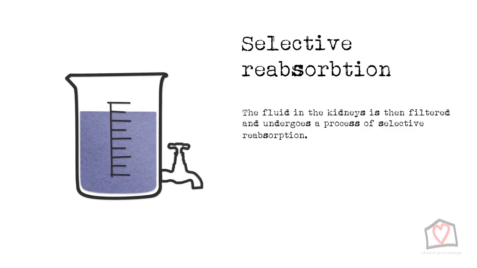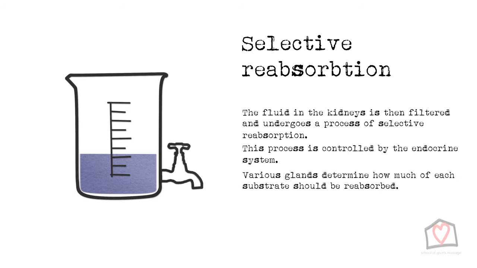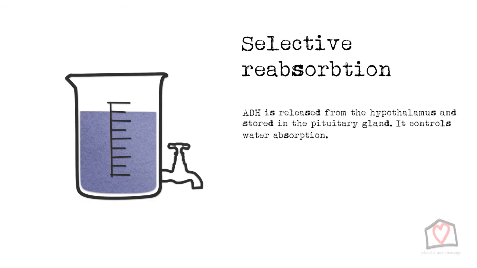The fluid in the kidneys is then filtered and undergoes a process of selective reabsorption, meaning that the useful products are taken back into the bloodstream. This process is controlled again by the endocrine system. Various glands will determine how much of each substrate should be reabsorbed. The most relevant example is the release of antidiuretic hormone, or ADH, which is released from the hypothalamus and stored in the pituitary gland. This controls the amount of water reabsorbed.